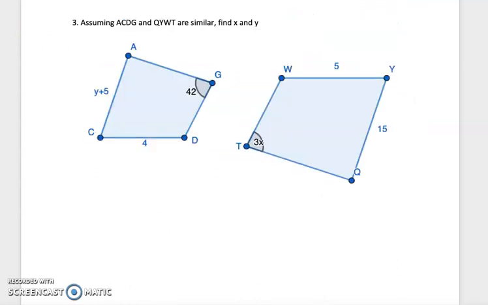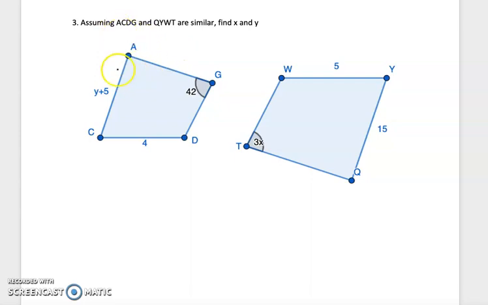All right, one more problem for this one. So as we're looking at this, it wants us to find x and y, assuming that these two shapes are similar. And so first thing we need to do is recognize corresponding sides and corresponding angles. So our A and Q are first, it means those are going to be corresponding. C and Y are corresponding. D and W are corresponding. G and T are corresponding. And then the respective sides that share those angles will also be corresponding.